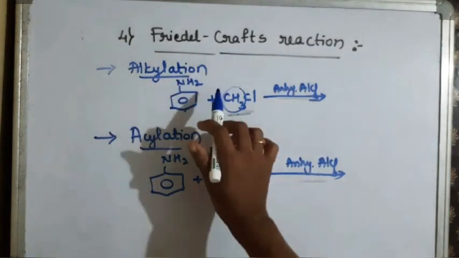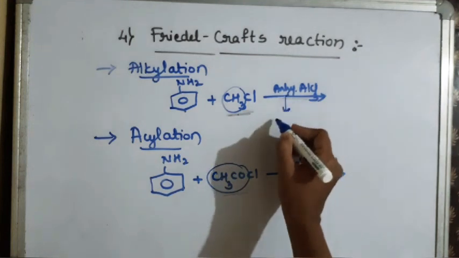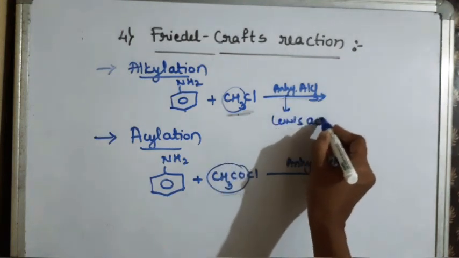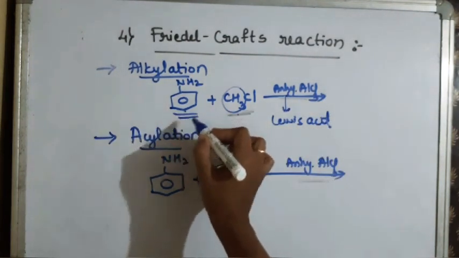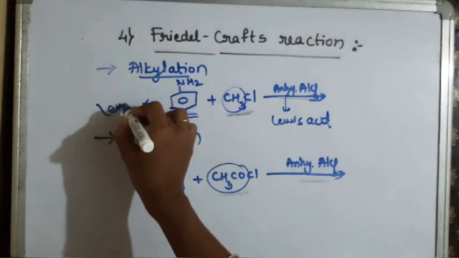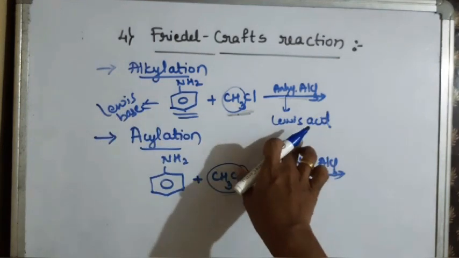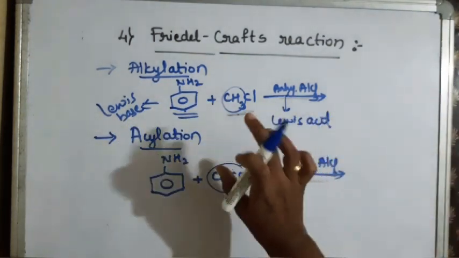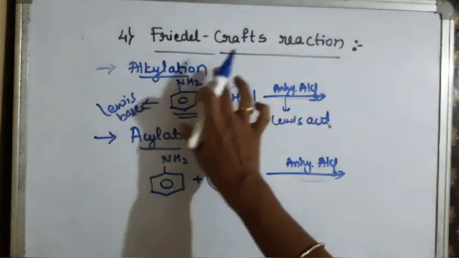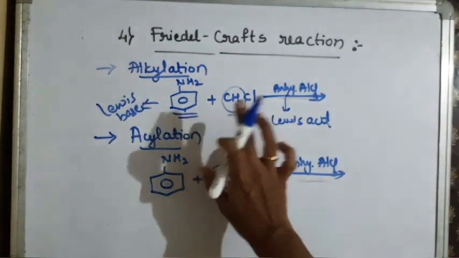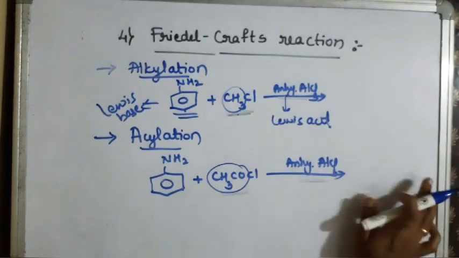But here, as we are taking anhydrous AlCl3, which is a Lewis acid, whereas our aniline is a Lewis base, what happens? The Lewis base and the Lewis acid combine to form a complex, and that's why the required product is not formed in case of aniline. The Friedel-Crafts reaction of aniline is not giving the required product. We are not getting alkylated aniline or acylated aniline.